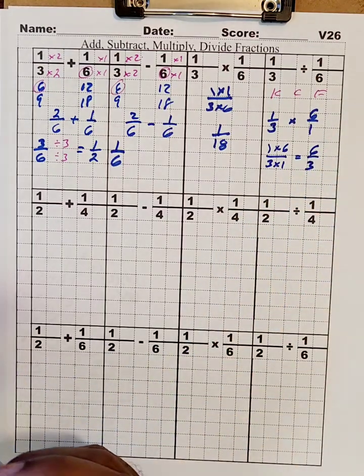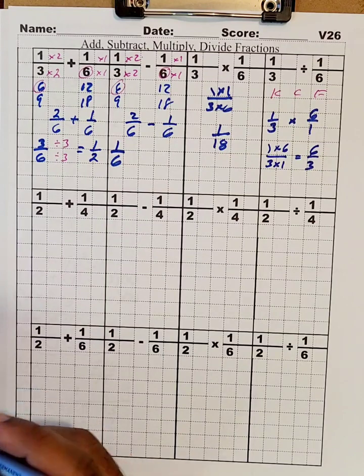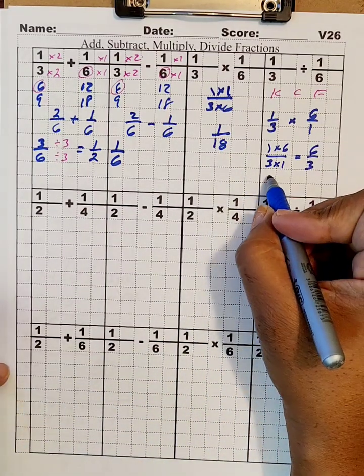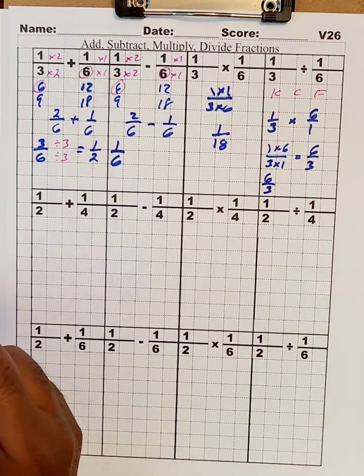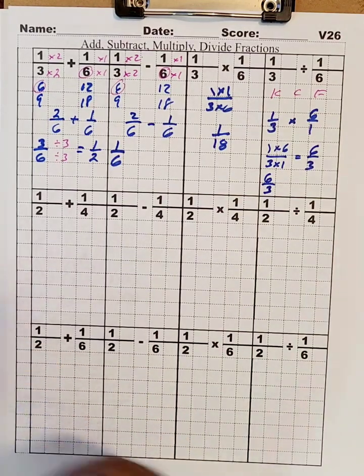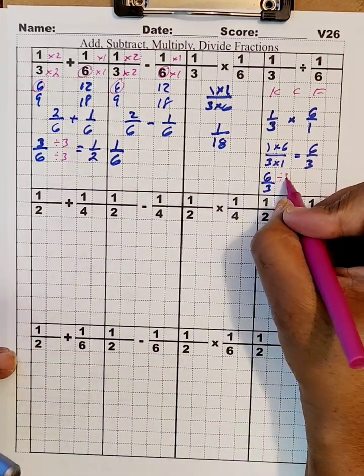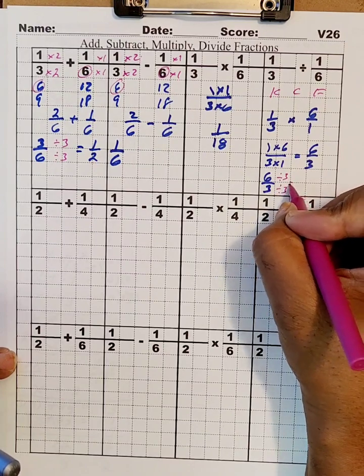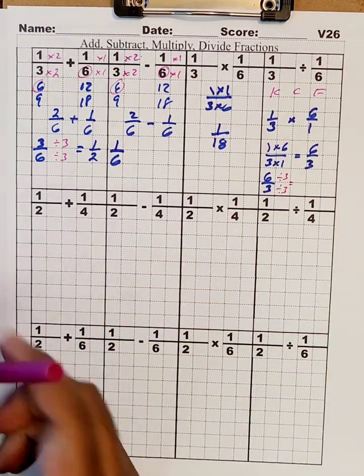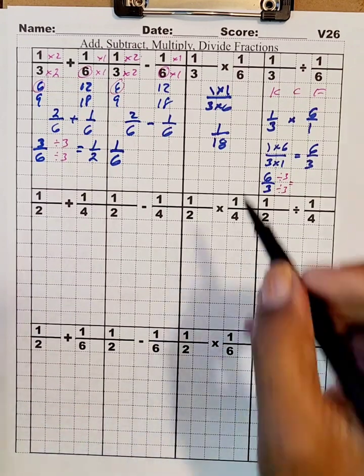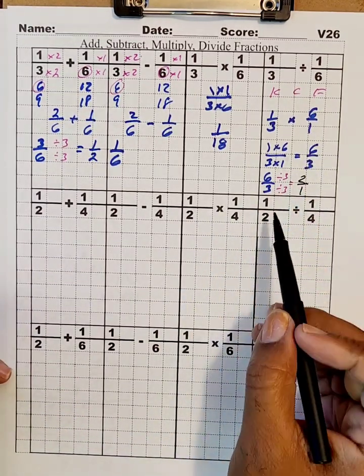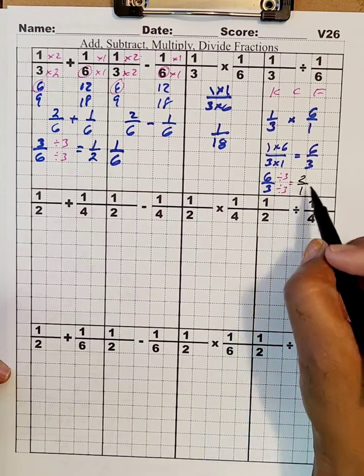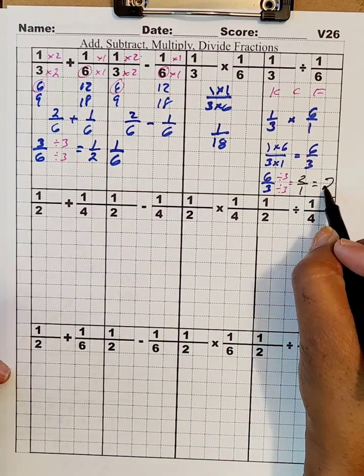Now we're going to simplify 6 over 3. Let's write it down here. 6 over 3. We're going to simplify this. So it's going to divide both by 3. Divide by 3, divide by 3. And this will give me a 2 for the numerator over 1. Now 2 over 1 can also be simplified down to a 2.